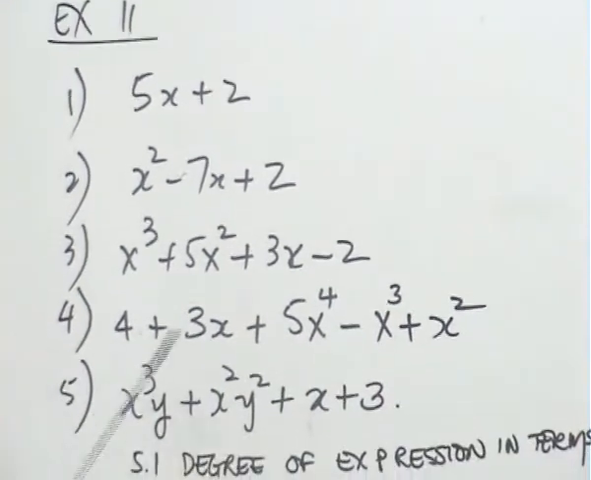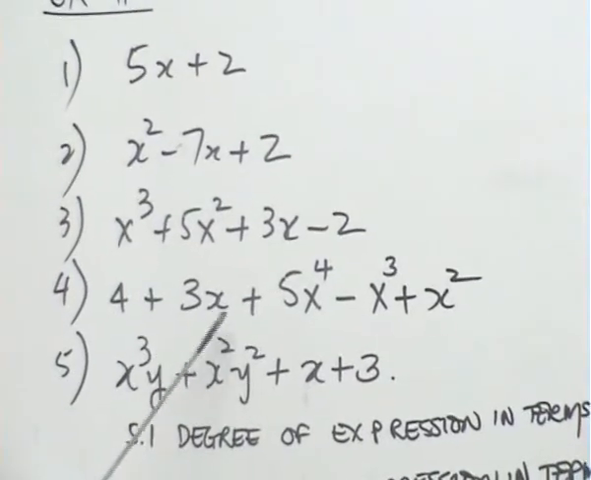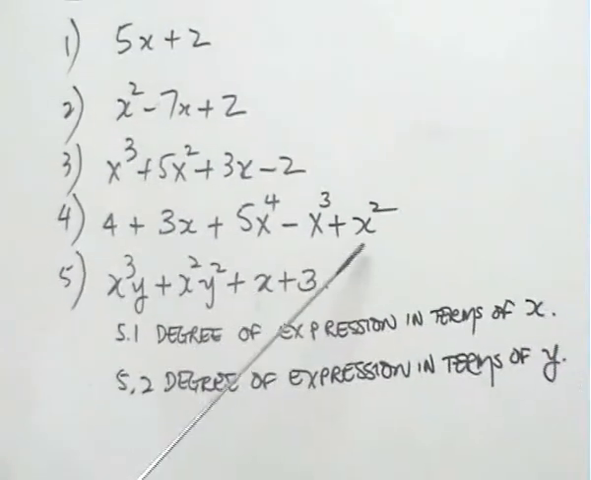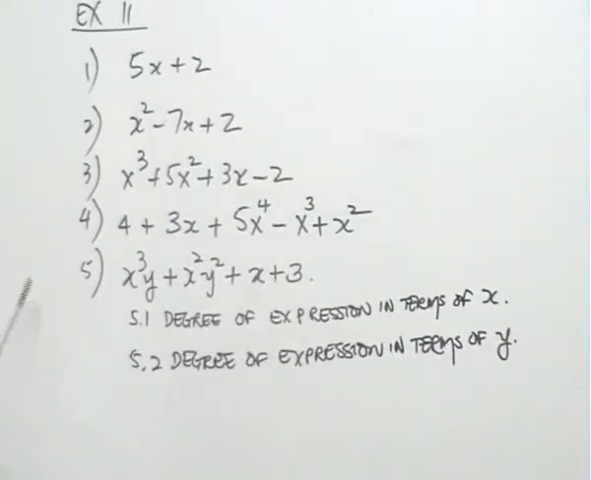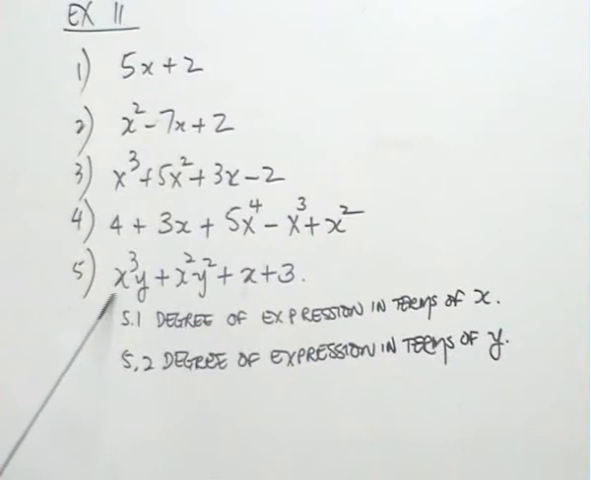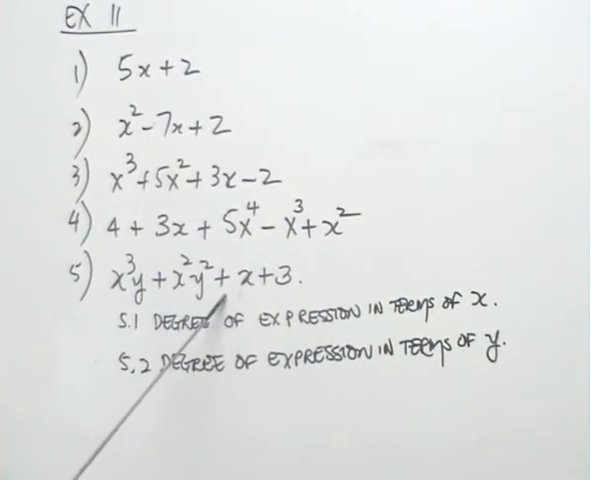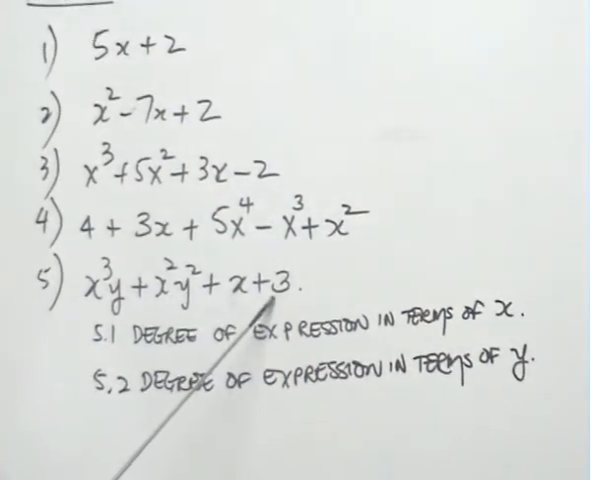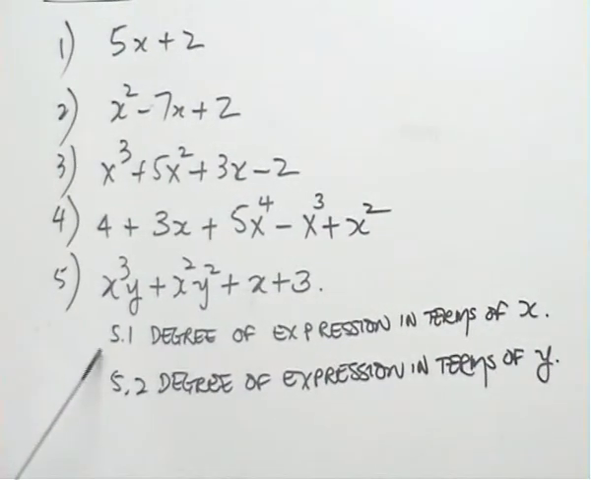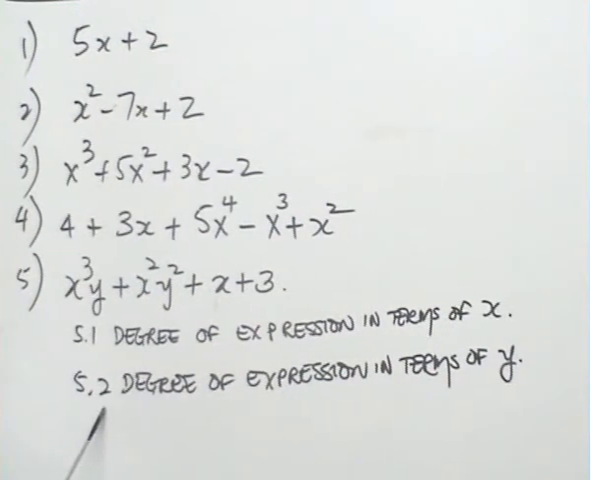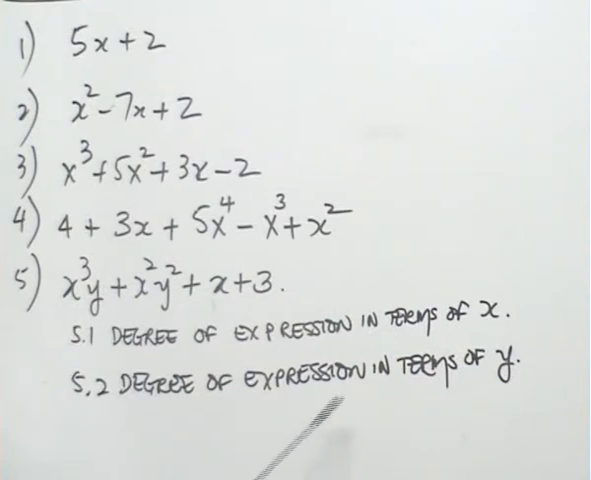Number 4, 4 plus 3x plus 5x to the 4 minus x cubed plus x squared. Number 5, x cubed y plus x squared y plus x plus 3. Now in number 5, 5.1, what is the degree of the expression in terms of x? 5.2, what is the degree of the expression in terms of y?